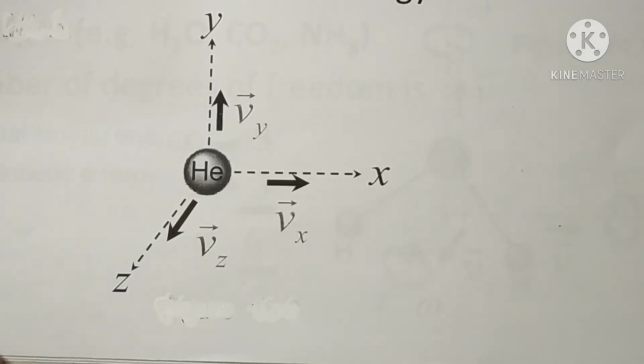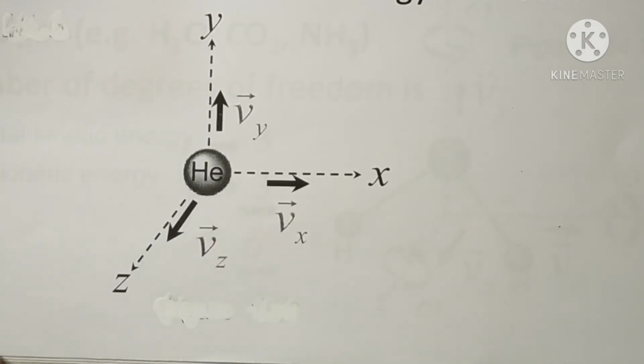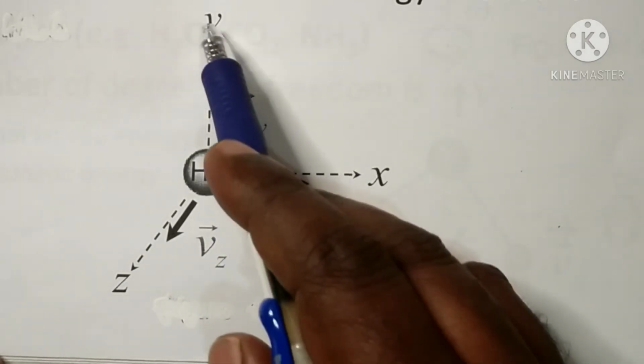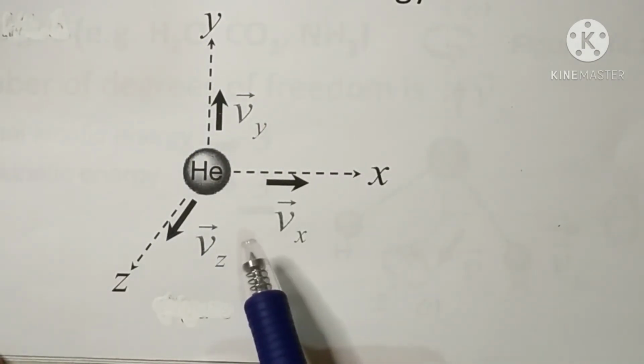Now we can see the monoatomic gas like helium is moving in three directions of translational motion in the x, y and z axes without rotating and vibrating. So the number of degrees of freedom is 3.